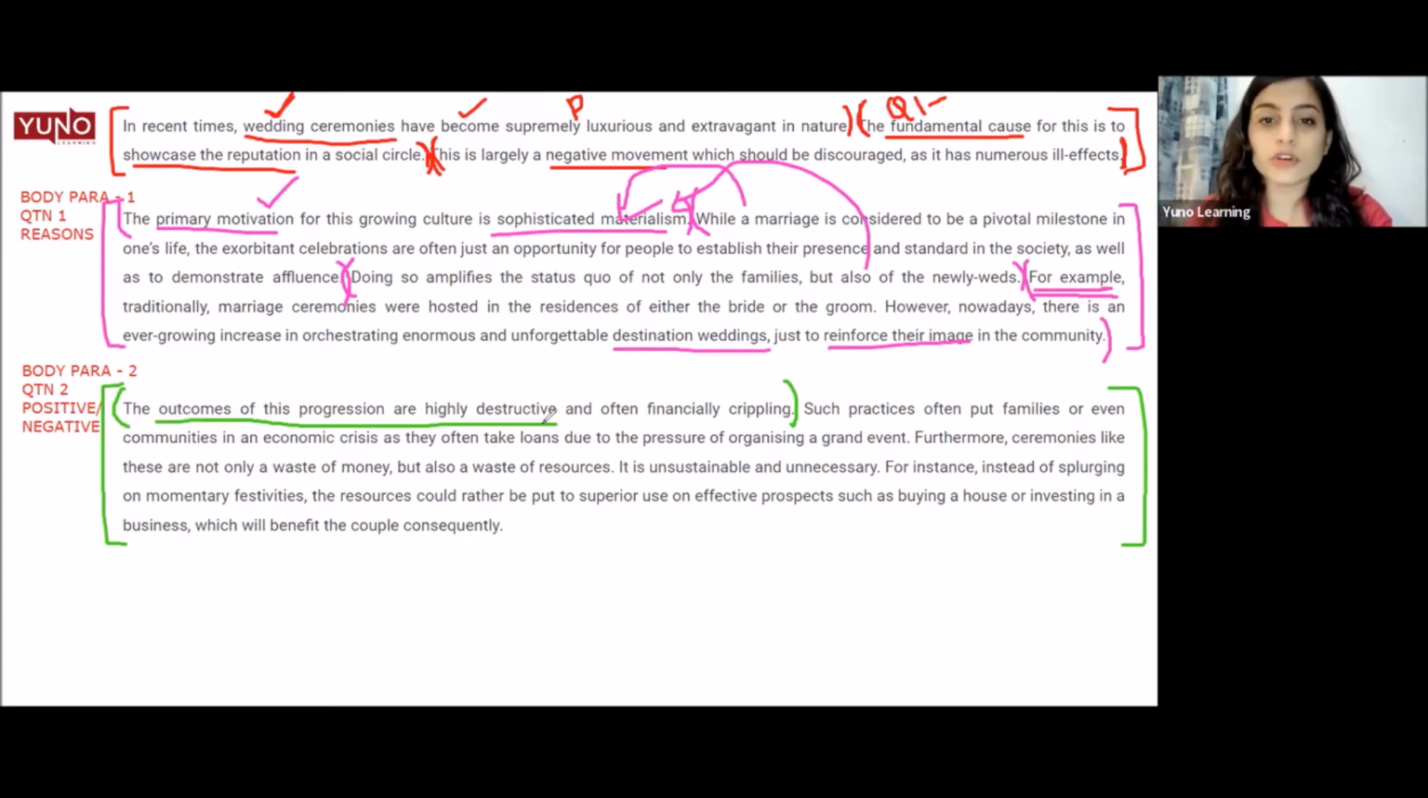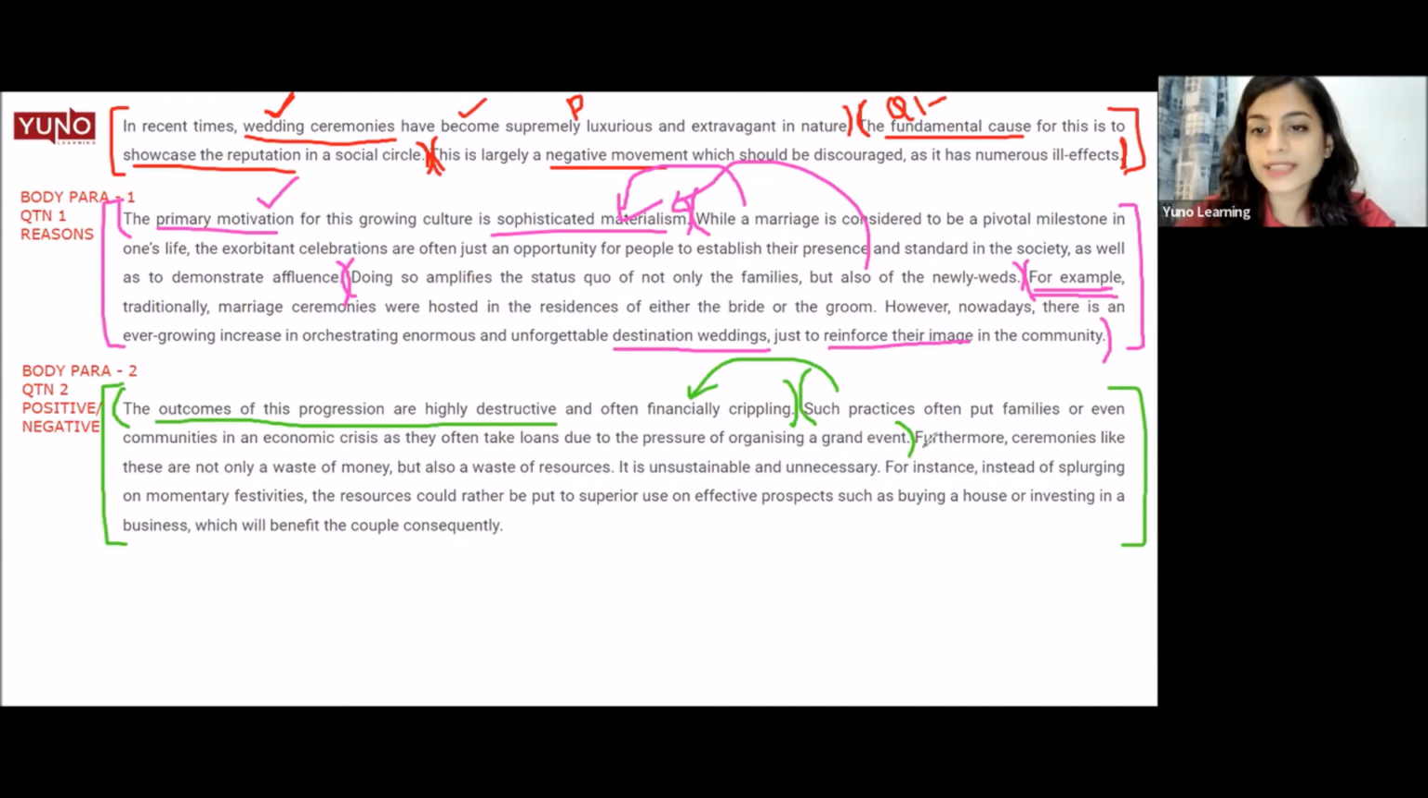That's exactly what you should also do in your essay. Make it very clear in the first line. Take a stand, take a clear opinion, write it down. Simple. Next, let me read another sentence. So such practices often put families or even communities in an economic crisis, as they often take loans due to the pressure of organizing a grand event. Okay, I'm supporting this part. I'm supporting the reason that, okay, it is bad for this particular problem.